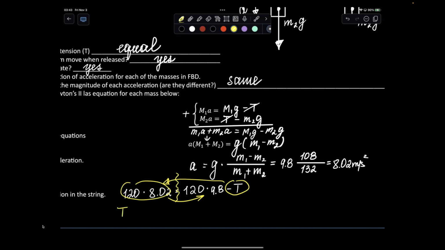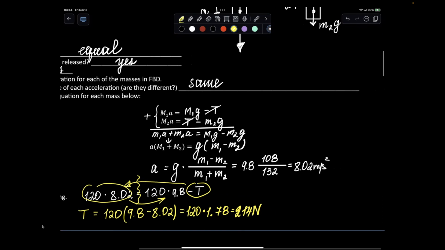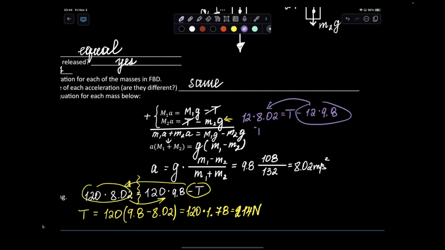So that will give me tension equals 120 times, so 802 went with a minus, so I'm going to subtract that from 9.8. 802. So that's like 120 times 214 newtons. A lighter object, which is this equation, I'm going to get 12 times 802 equals tension minus 12 times 9.8. Keep tension where it is, grab this with a plus. So tension will be 12 times 802 plus 9.8, like 12 times 17.82. All right.